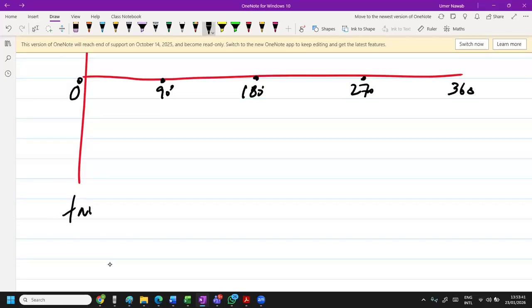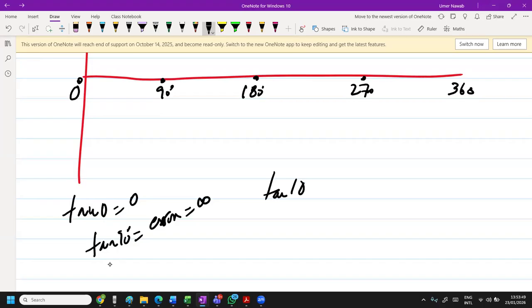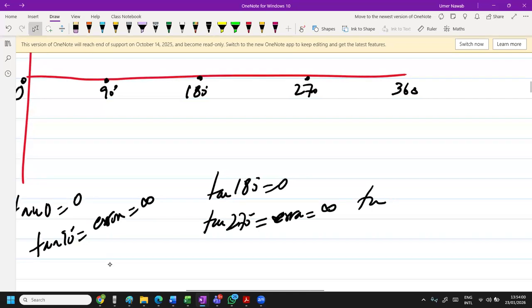Next, when I write tan 0, it gives me 0. When I write tan 90, the calculator gives me an error. Error means it is infinity. When I write tan 180 in the calculator, it gives me 0. When I write tan 270, it gives me an error. Error means it is infinity, or negative infinity. And tan of 360 is again 0.